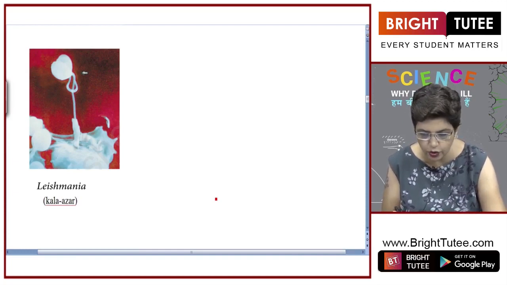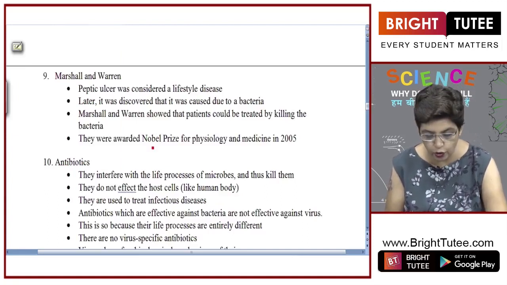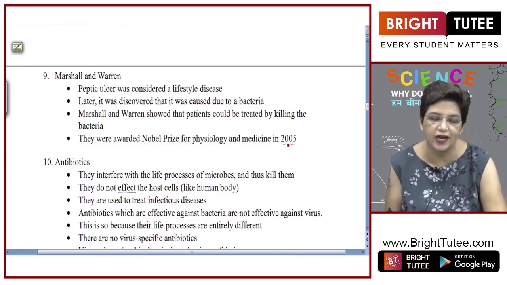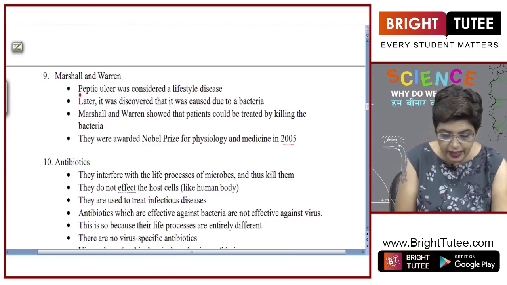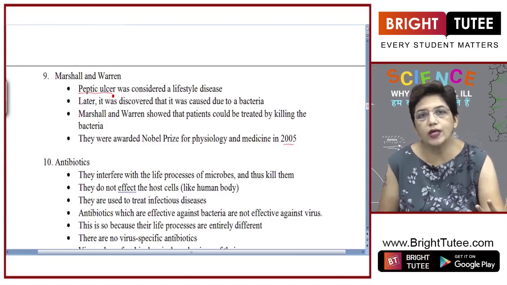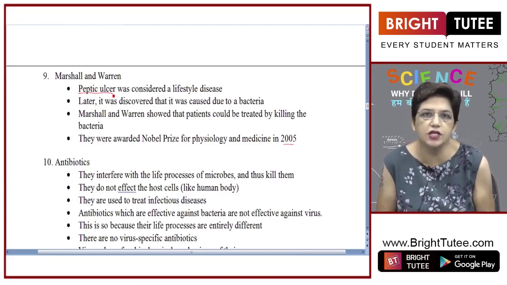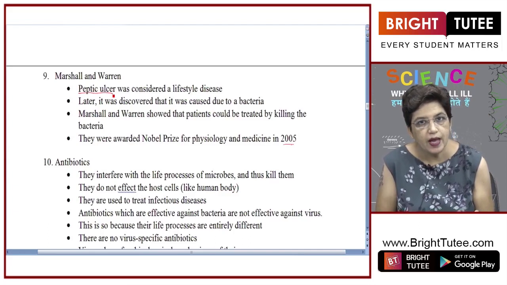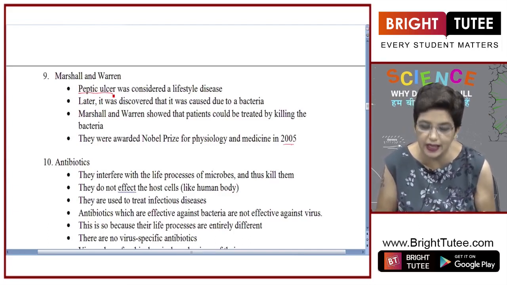Let's move on to the next topic. Marshall and Warren, the two great scientists who were given the Nobel Prize for Physiology and Medicine in the year 2005. Before that, peptic ulcer, a deadly disease, was considered a lifestyle disease. It was thought that stress leads to acidity, which leads to peptic ulcer, and the symptoms were uncontrolled diarrhea along with bleeding. But later on, it was discovered that this disease is actually caused by bacteria.